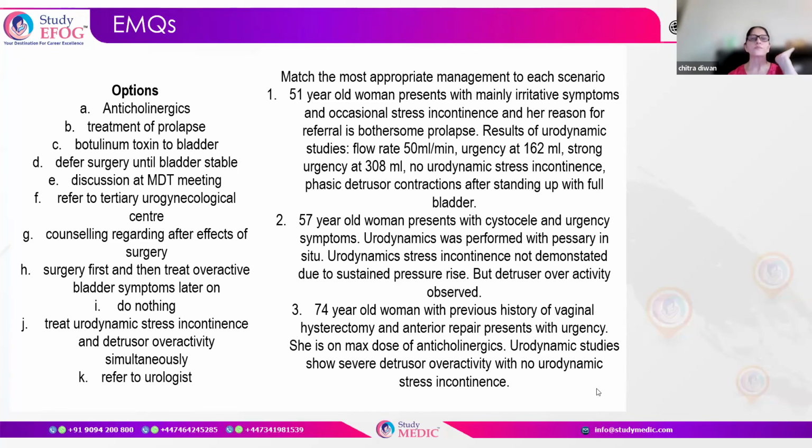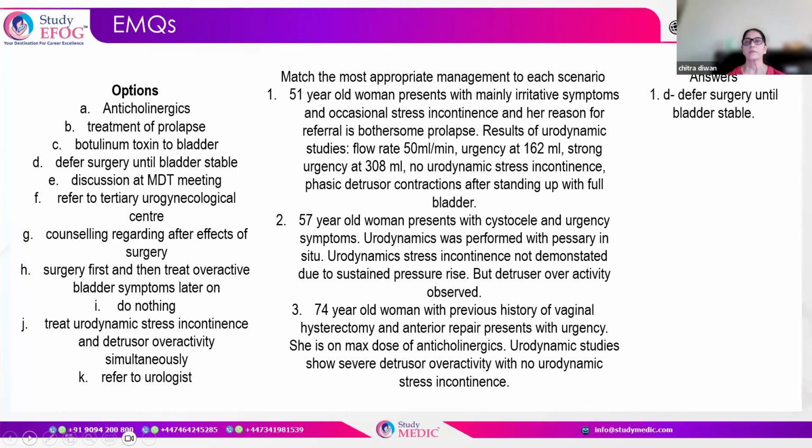There is no urodynamic stress incontinence, but there are detrusor contractions when she stands up with a full bladder. So, what is the best option that you can have here? Remember, the diagnosis here is no incontinence, but detrusor contractions. That means she has an overactive bladder. But she has come here with symptoms of prolapse.